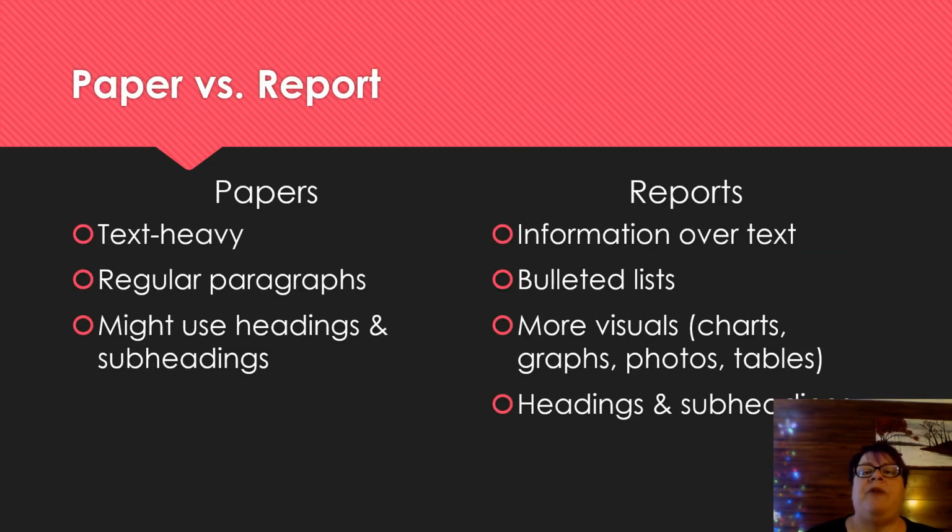Another choice you'll make is whether you want to present the information in a traditional research paper form or as a report. Papers are written in regular paragraphs. There might be headings and subheadings, and there could be some lists, but it will look and feel like a regular essay. Reports, on the other hand, are less text-driven and include visuals like charts, graphs, photos, and tables. There are usually headings and subheadings, and there might be a number of bulleted lists versus full paragraphs. As usual, if you'd like some help deciding, don't be afraid to ask for help and advice. I got you on this.